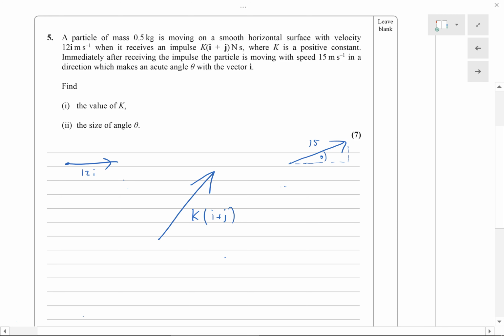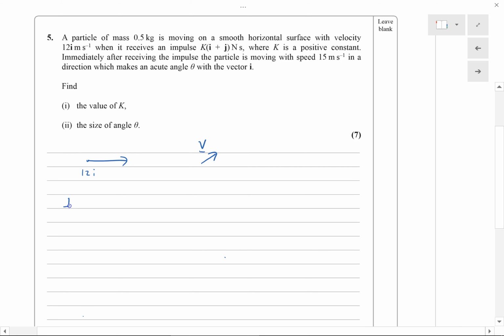Now the Edexcel mark scheme splits it into components, 15 cos theta and 15 sin theta, and looks at it that way. I'm going to avoid that and just work in vectors and call the final velocity v, with a little squiggle under it so that it's clear that's the velocity afterwards. So it's going from there to there.